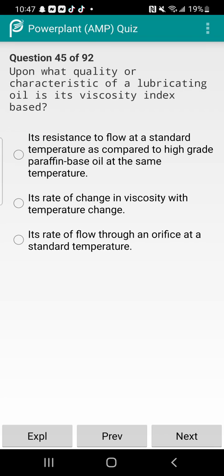Upon what quantity or characteristic of a lubricating oil is its viscosity index based on? Its rate of change in viscosity with temperature change.